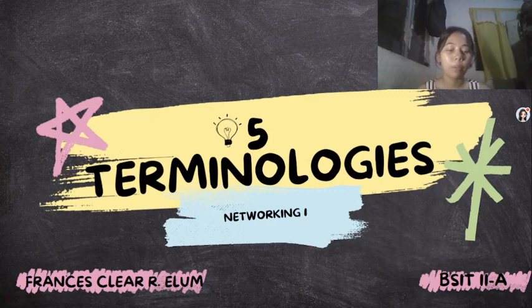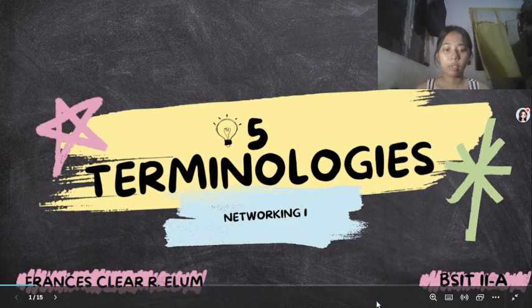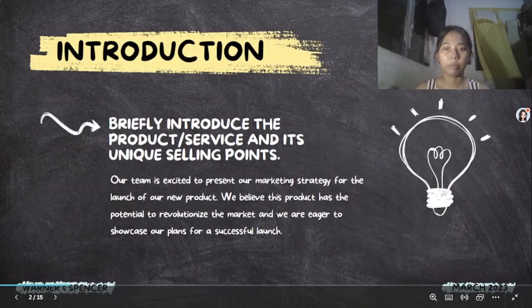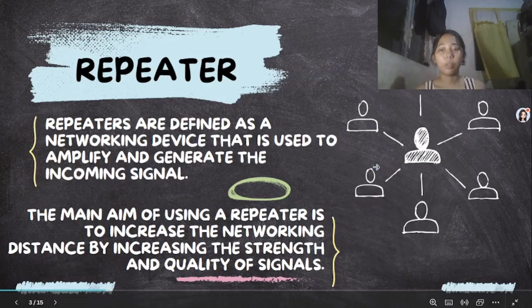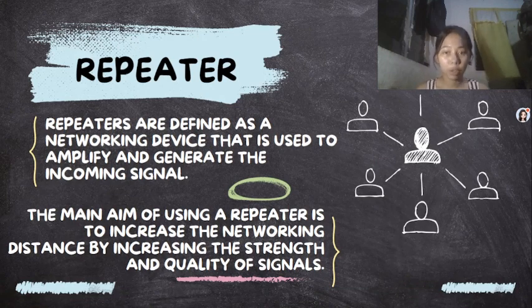So the first terminology we have here is repeater. A repeater is defined as a networking device that is used to amplify and regenerate the incoming signal. The main aim of using a repeater is to increase the networking distance by increasing the strength and quality of signals.